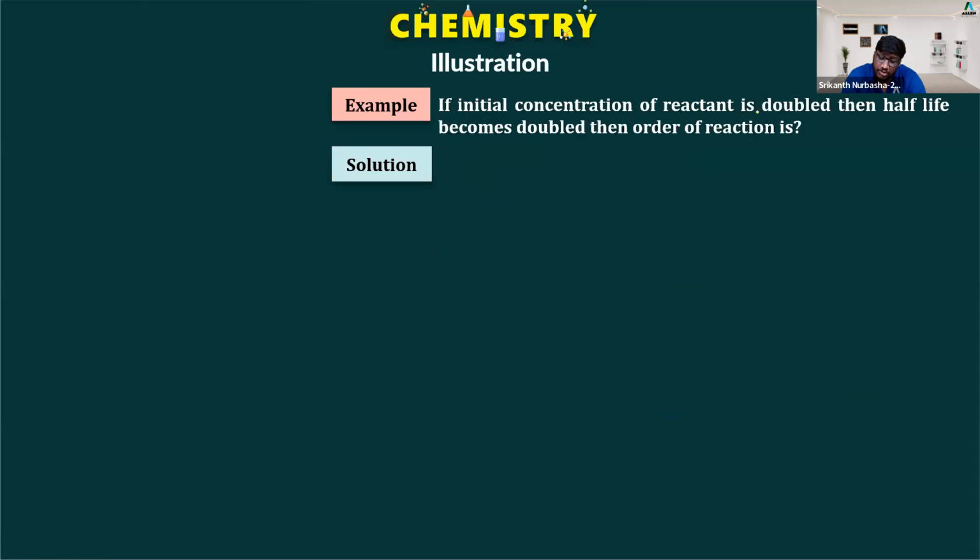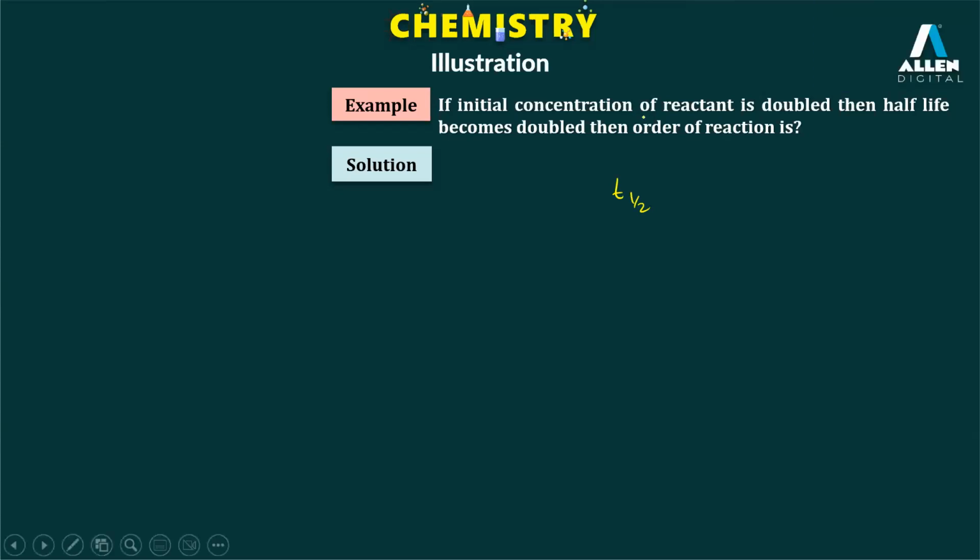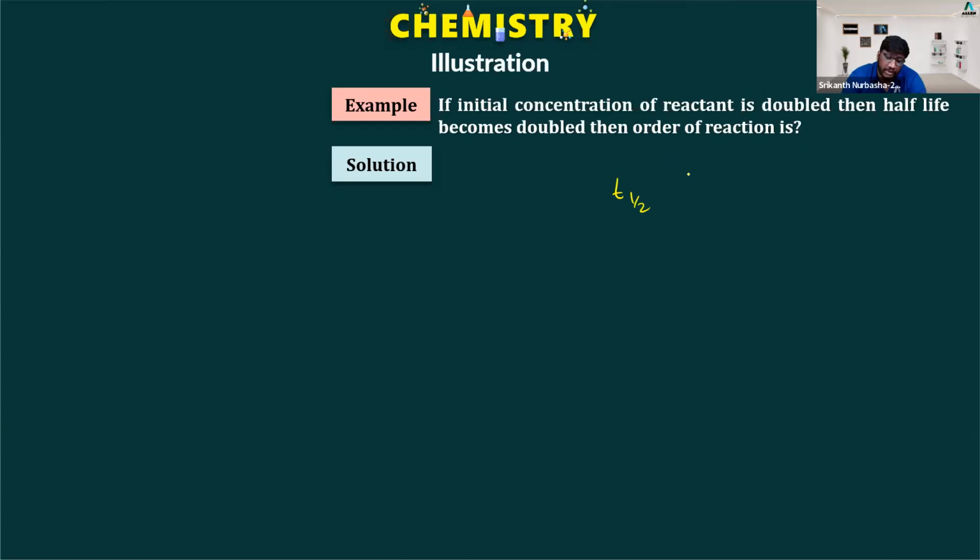If the initial concentration of reactant is doubled, then the half-life becomes double. Then the order of reaction is zero order. Directly you can say zero order because t half is equal to the concentration of A naught by 2k. From this formula also you can derive the same.